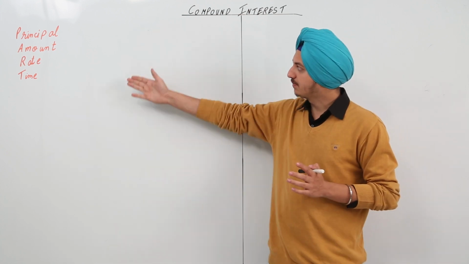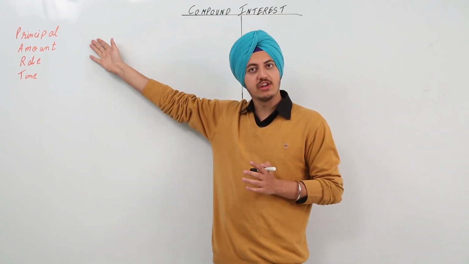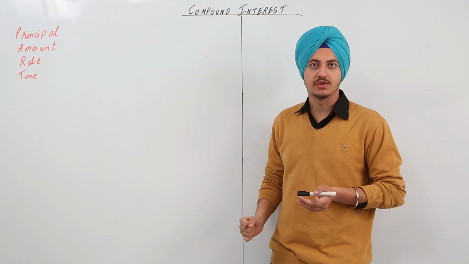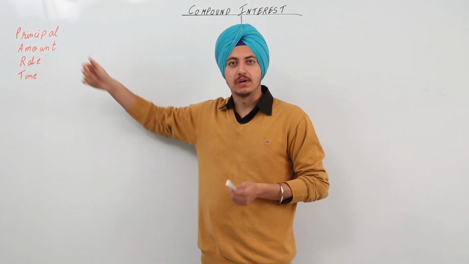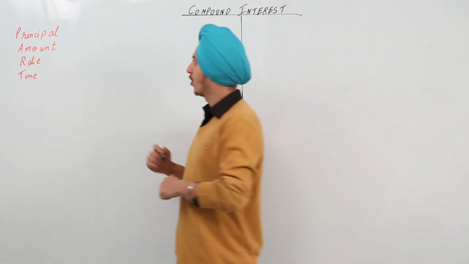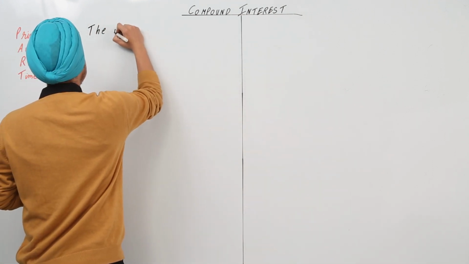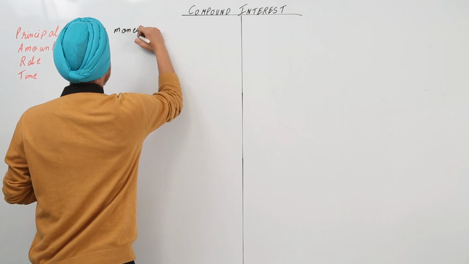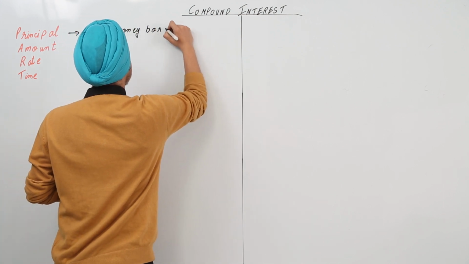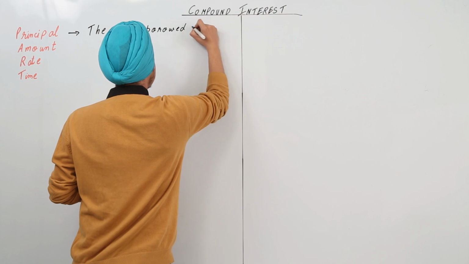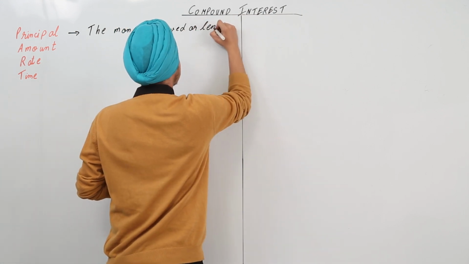Now I'll explain to you the basic terms that we use in simple interest or compound interest. First is principal. Principal is the money borrowed or the money lent.